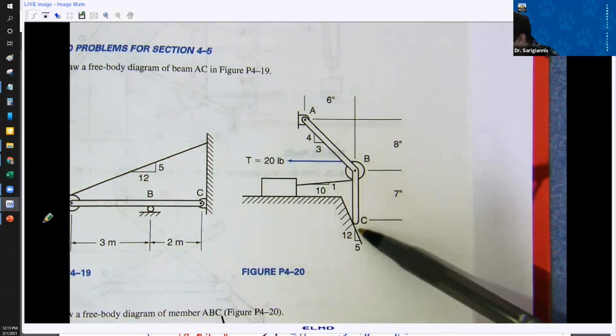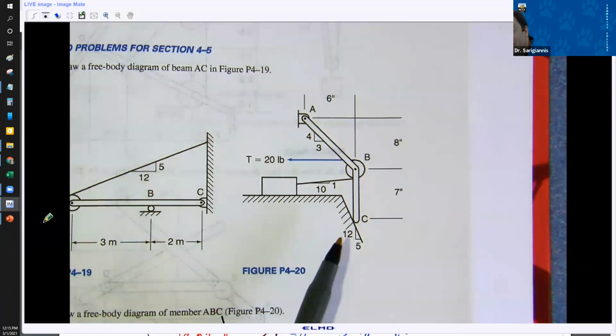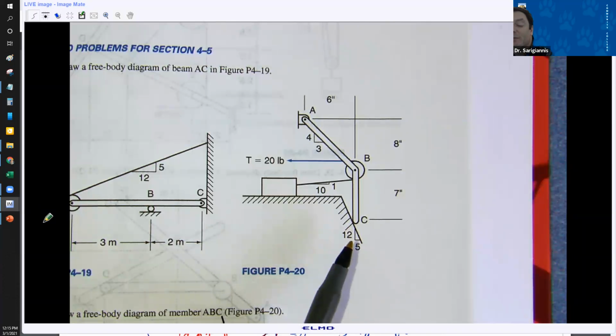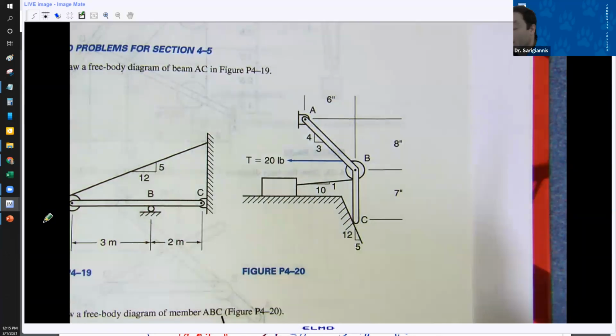And then at the base here, this is a point contact with the surface. So the reaction force is going to be acting normal to the surface. They give you a slope of 12/5, well, I guess 5/12, delta x versus delta y. So your perpendicular slope is going to be the inverse of that, right? It'll be 12x, 5y.